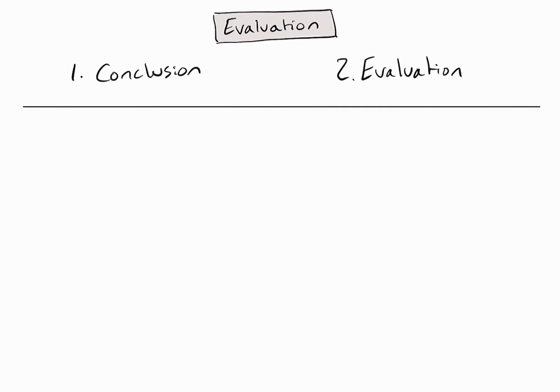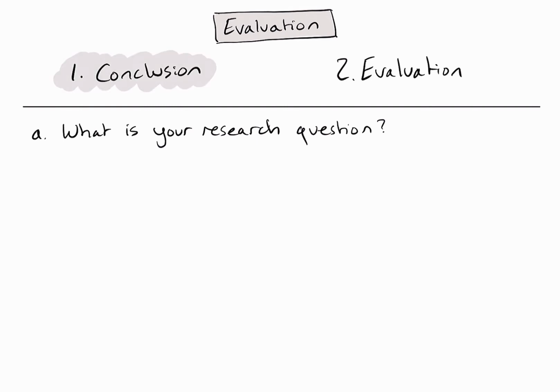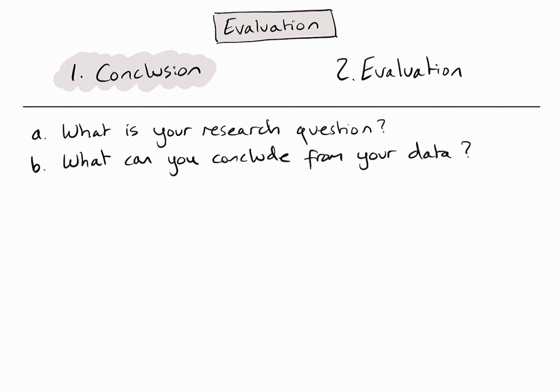The first one, simply restating your research question. This is an important start point because everything in the conclusion section is attempting to describe and justify a response to the research question. Secondly, you need to outline what you can conclude from your data. And this might involve describing specific data points or perhaps general trends or patterns that your data has shown.